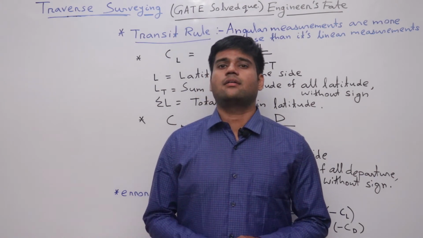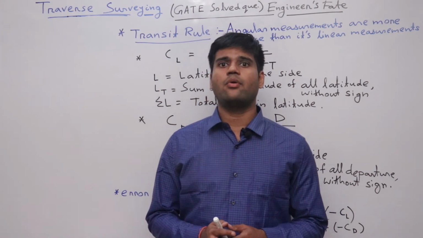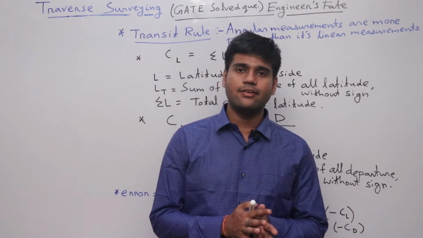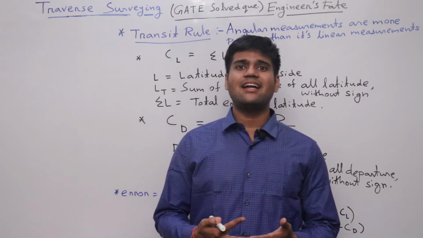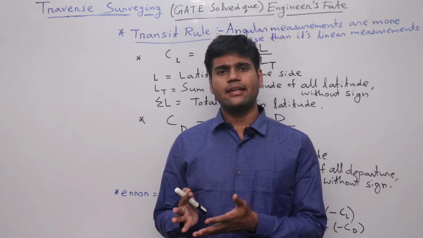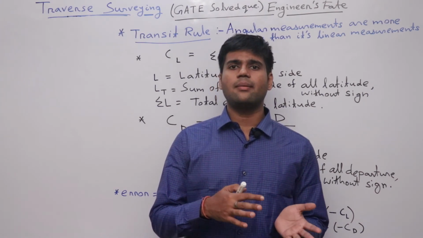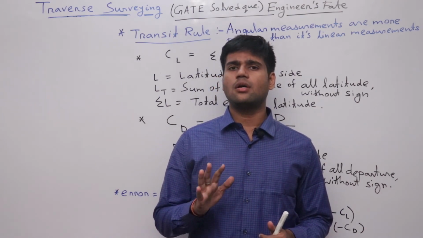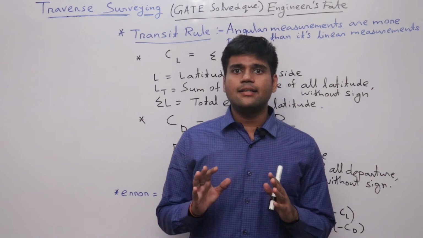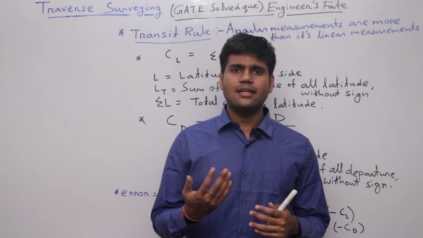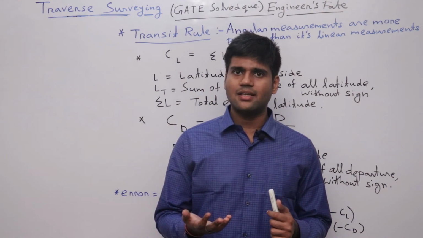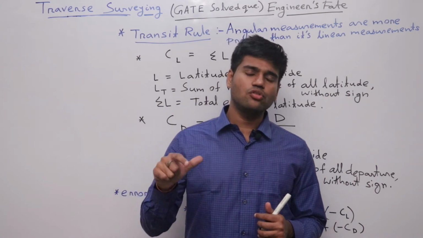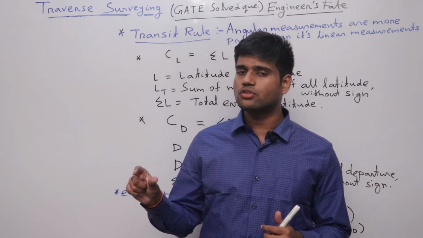Note one thing, you can also use the Bowditch method when the accuracy level in the linear measurement is the same as the accuracy level in the angular measurement. I can say that if the amount of error I am having in linear measurement is equal to the amount of error I am having in angular measurement, I can also use the Bowditch method. In the examination, unless they specify the method, don't assume anything. See whatever method they are asking, use that method and find the answer using that method.